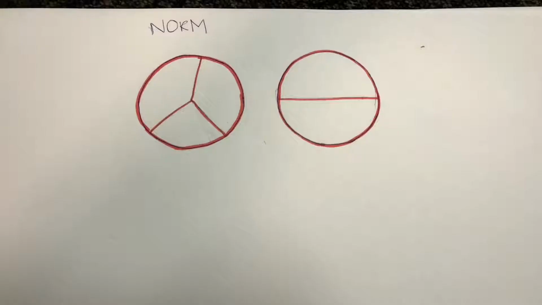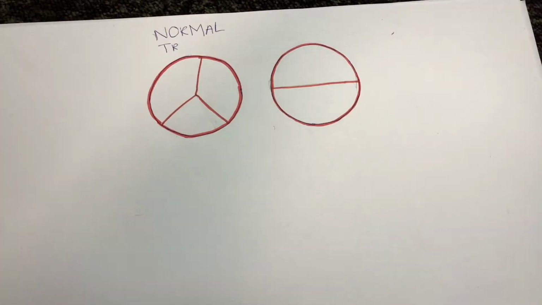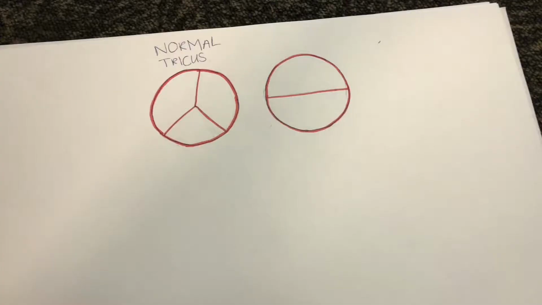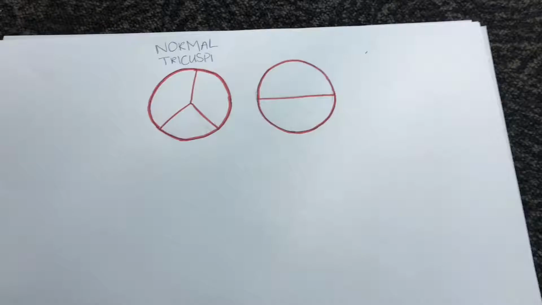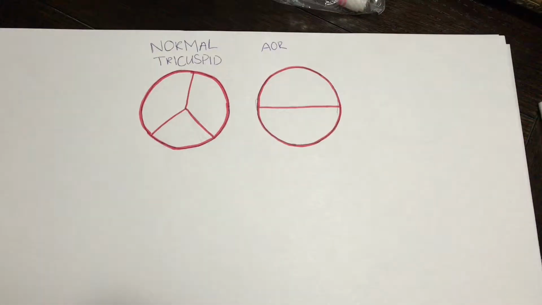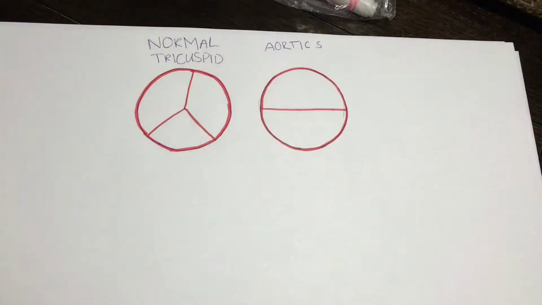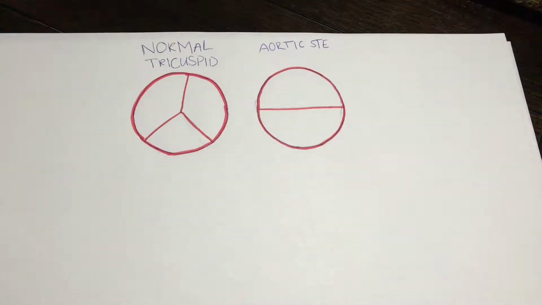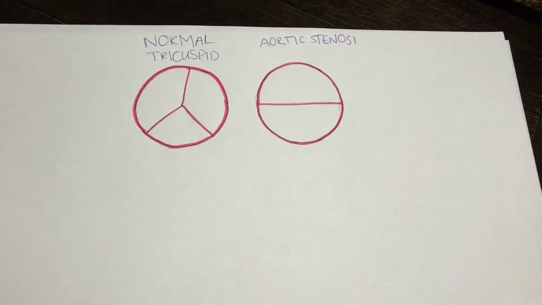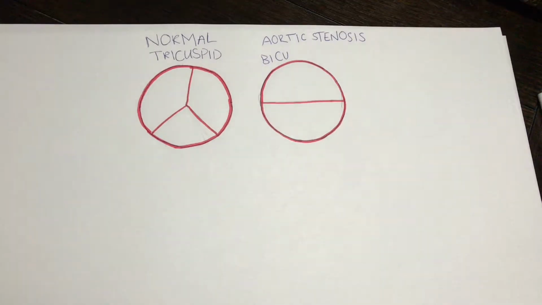Now, this is comparing the normal tricuspid aortic valve in adults with the aortic stenosis bicuspid valve in infants. As you can see, the normal one has 3 openings, and the aortic stenosis one only has 1, because babies with aortic stenosis do not develop the 3 openings.